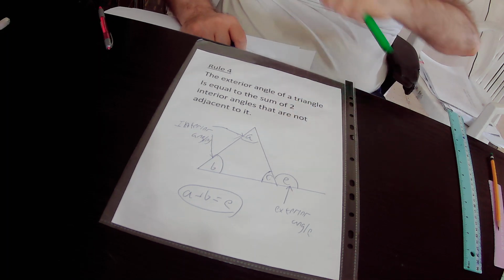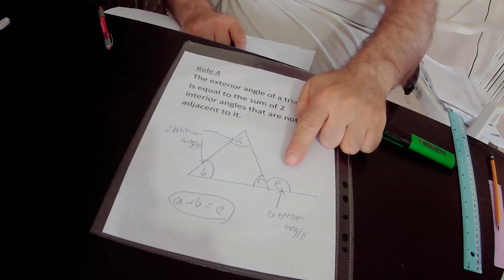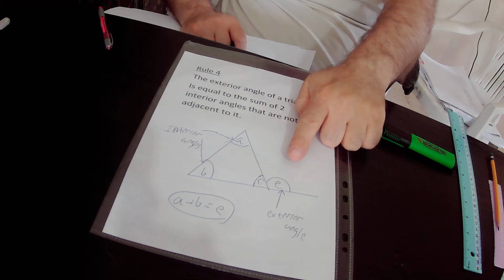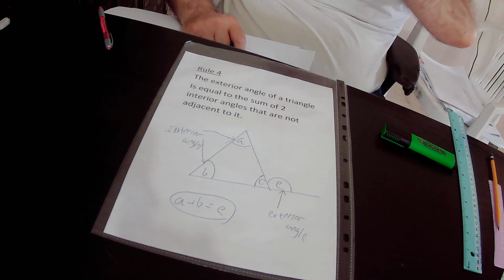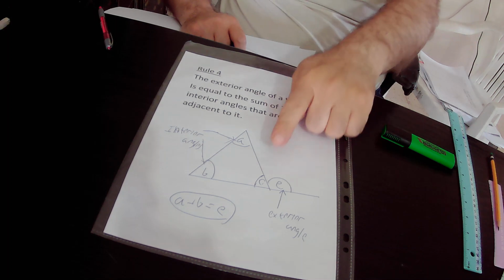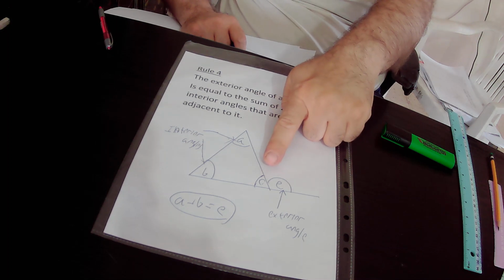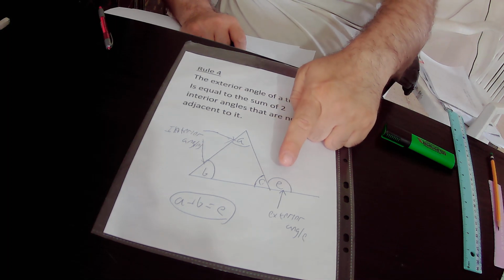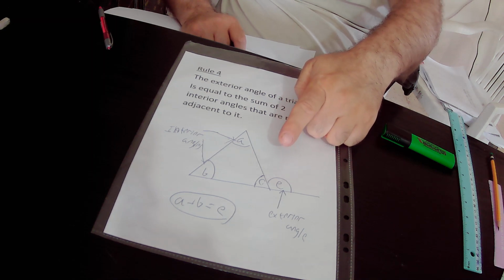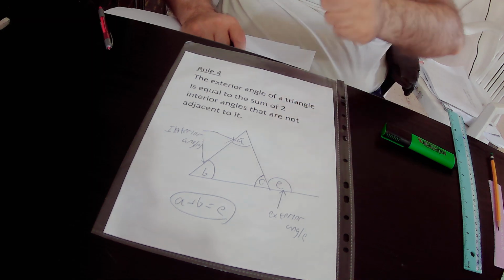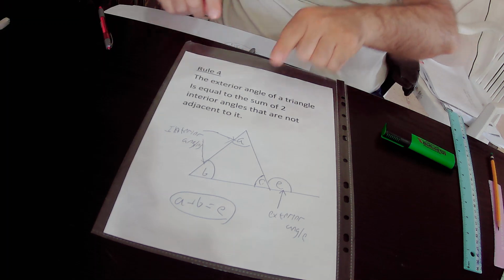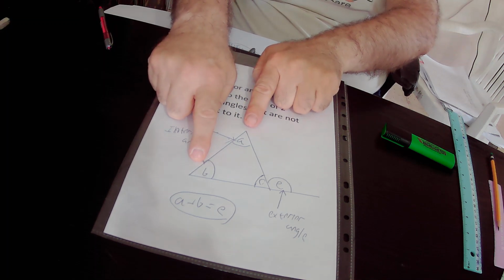According to this rule, rule 4, the size of the external angle, angle E, is equal to the sum of the two internal angles that are not adjacent to it. This is angle C, and angle C is adjacent to angle E. The two other internal angles that are not adjacent to it are A and B. And the sum of those two internal angles is A plus B.